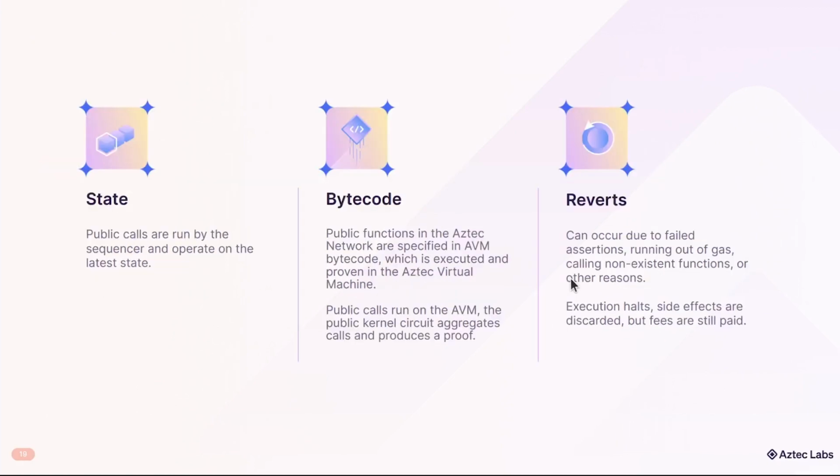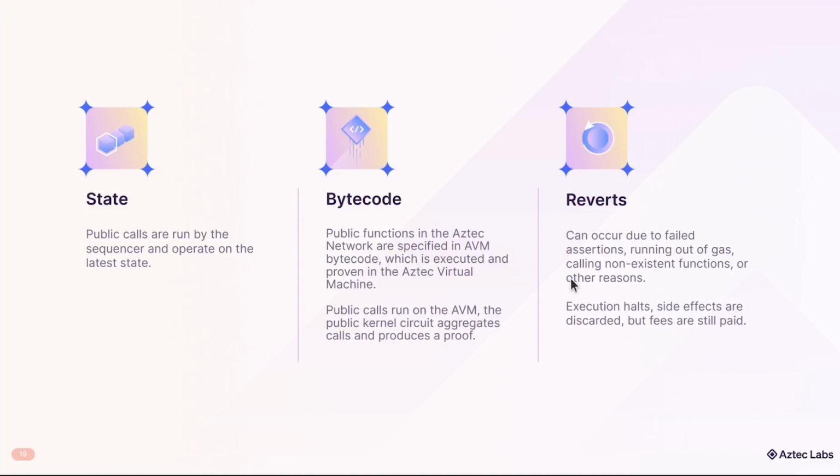So on the sequencer, public calls are run by the sequencer and operate on the latest state. Sequencers are running Aztec bytecode. Public functions in the Aztec network are specified in AVM, or Aztec Virtual Machine, bytecode, which is executed and proven in the Aztec Virtual Machine. Public calls run on the AVM. The public kernel circuit aggregates calls and produces a proof. So the sequencer is responsible for proving correct execution of public function calls.